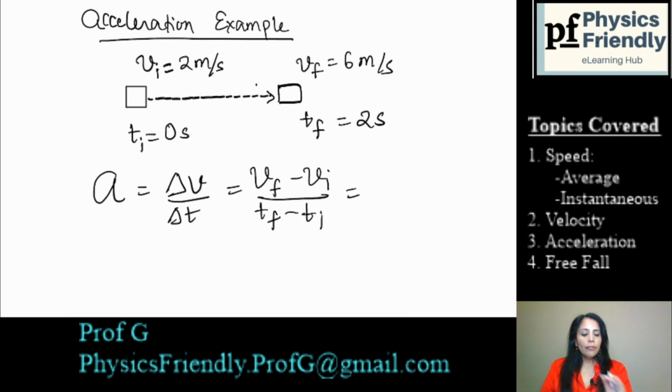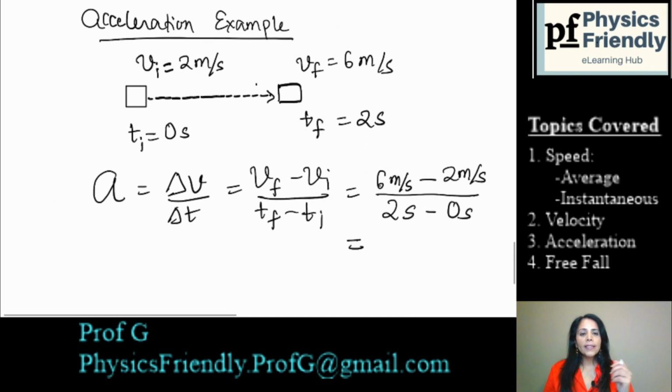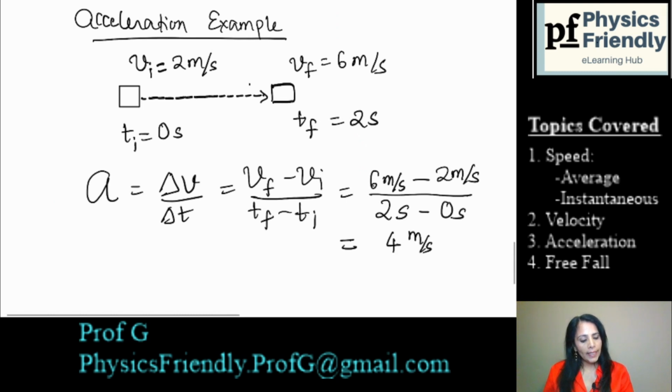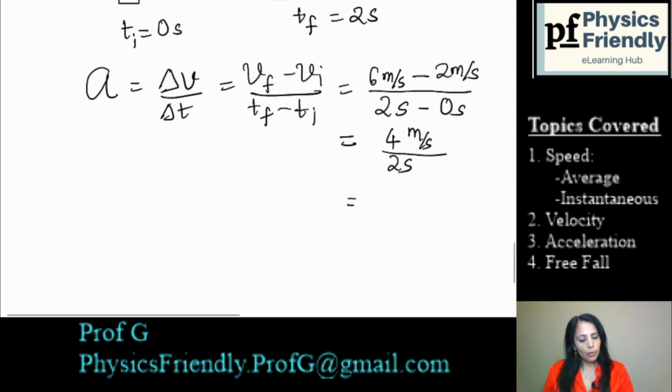Okay, so V final that we have is 6 meter per second, minus VI, which is given as 2 meter per second, over, now I have final time which is given as 2 seconds minus 0 seconds, which is my initial time. So that would be 6 meter per second minus 2 meter per second. That will give me 4 meter per second in the numerator, and in the denominator it's going to be 2 seconds. So what do I have?